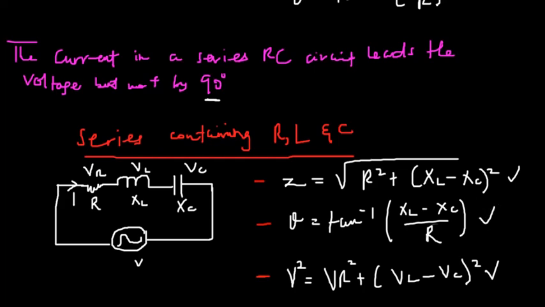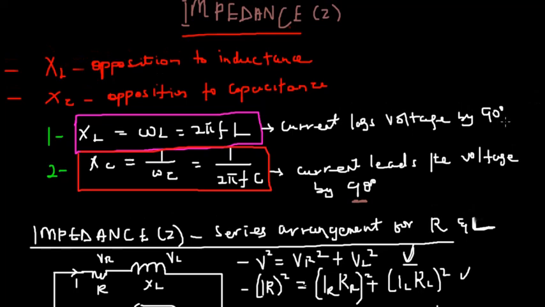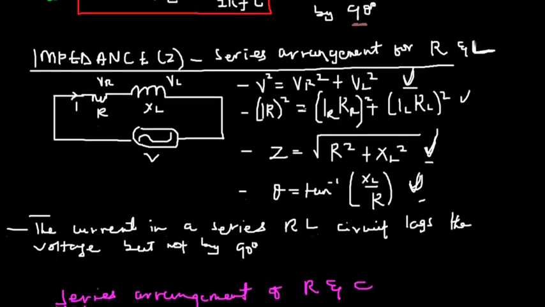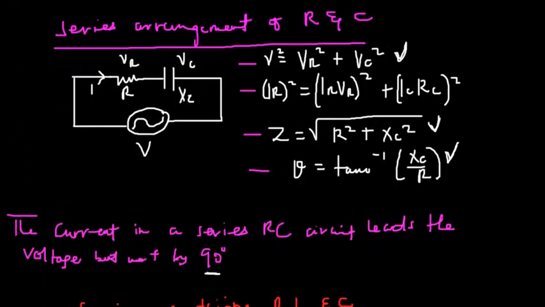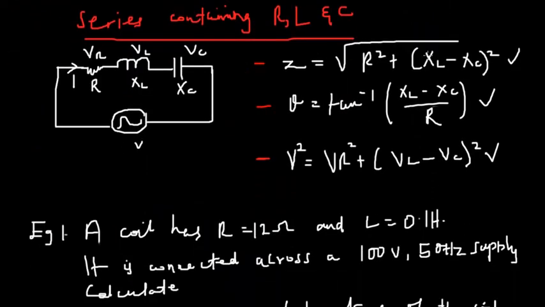Now we've got to know the main formulas you need for impedance. These are the main formulas you need for impedance: first formula, second formula, third, fourth, fifth. That's for the series arrangement for R and L, resistor and inductance. We want these three formulas for resistor and capacitance, and then you move on to the combination of the three.